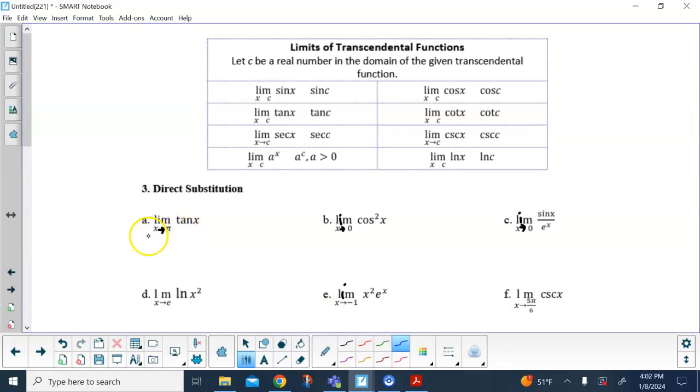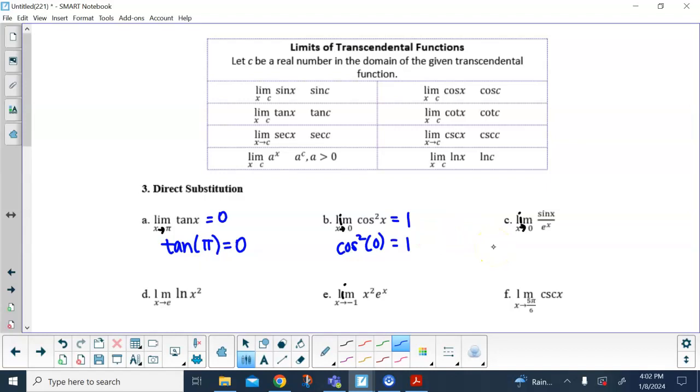The limit of tangent of x as x approaches pi, you're simply going to evaluate the tangent value of pi, and the tangent at pi is 0, which means that limit is going to approach 0, okay? Same thing with all of these. You can use direct substitution to evaluate these. If you do cosine squared of 0, well, cosine at 0 is 1, and 1 squared is 1. So that limit as x approaches 0 would be 1.